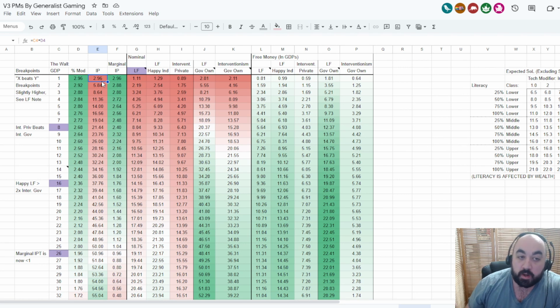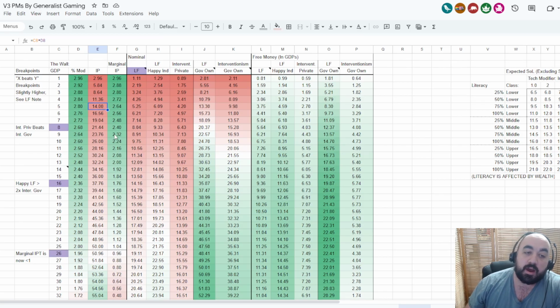So when we are at 1 million GDP, we are getting 2.96 million GDP worth of reinvestment with all the buildings that we have. And this is the investment pool contribution here, and it is achieved by multiplying the GDP times the modifier here.